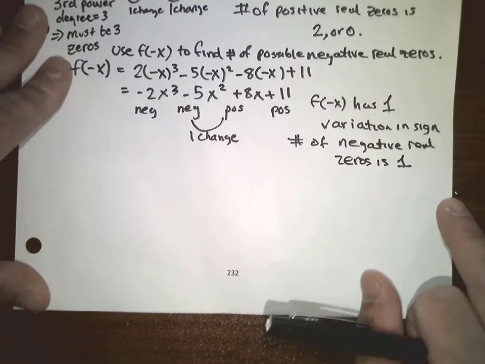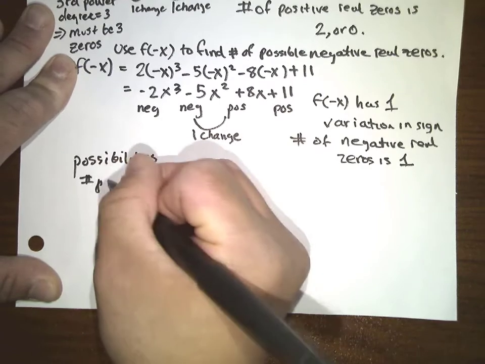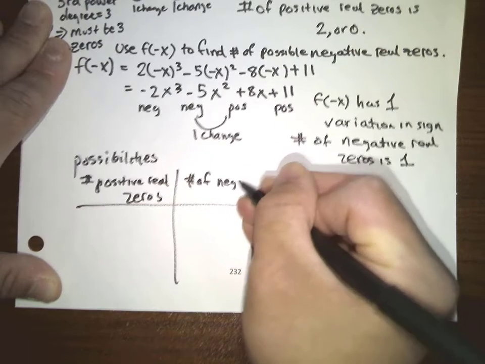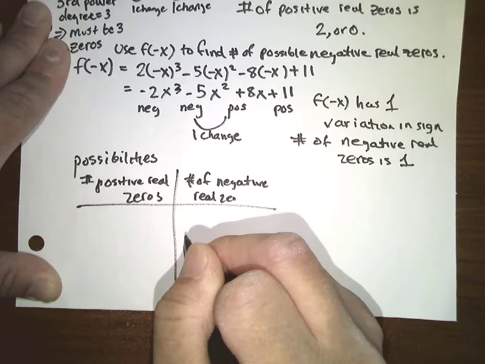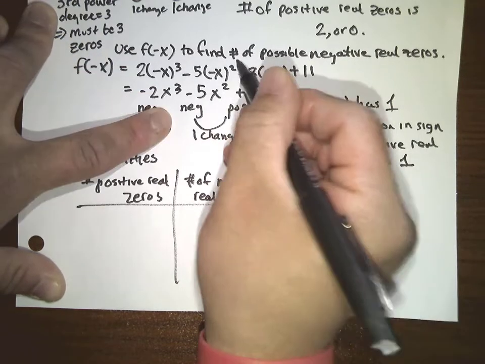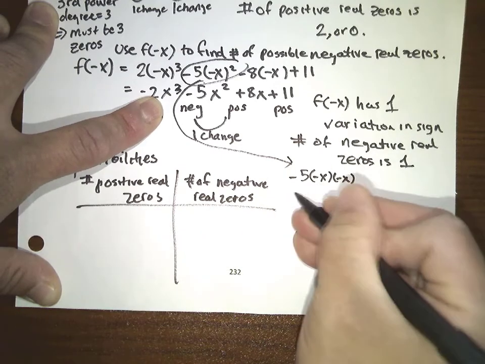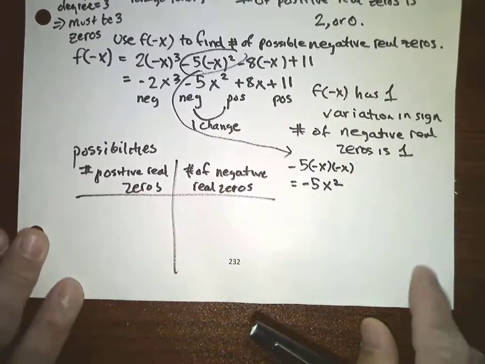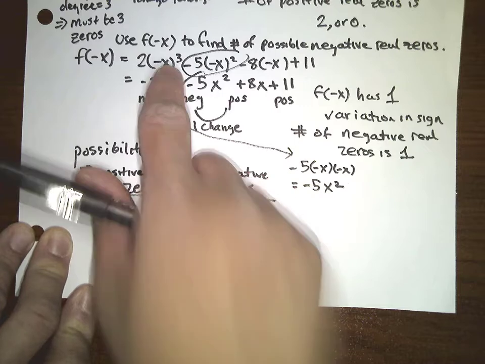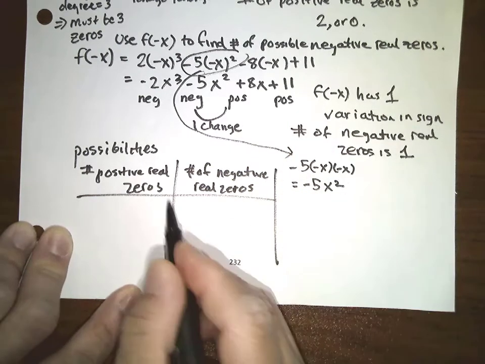Then I'm going to make a chart of the possibilities, with the number of positive real zeros and the number of negative real zeros. I see your comment now, is that supposed to be positive 5? No, because this is actually negative 5 times negative x times negative x, so there are 3 negatives there, so it's still negative. That's why I put the negative x in parentheses, to make sure I wouldn't make any error. Hopefully that's the 5 you were talking about.